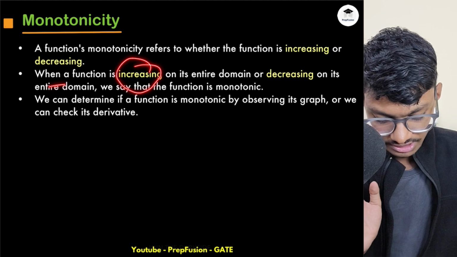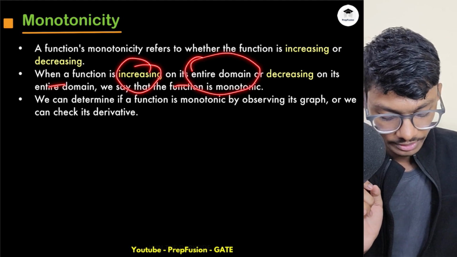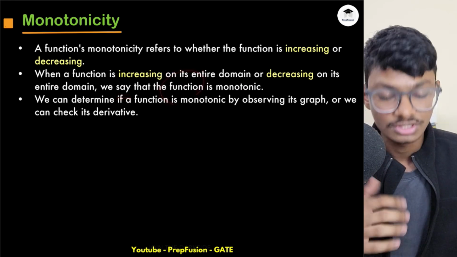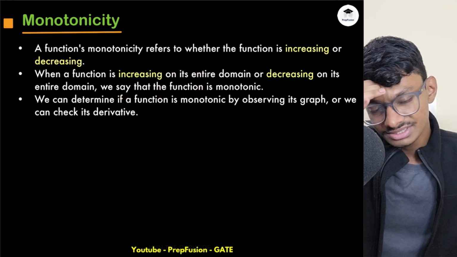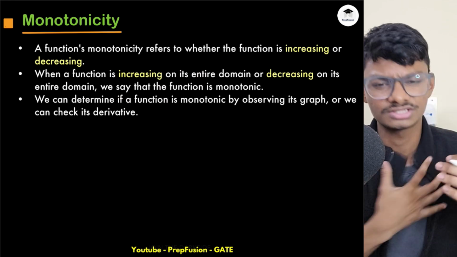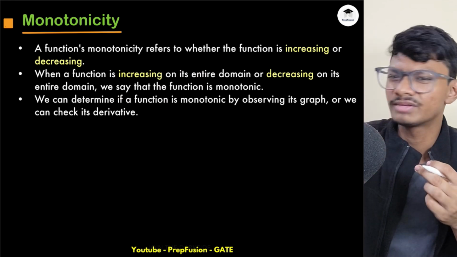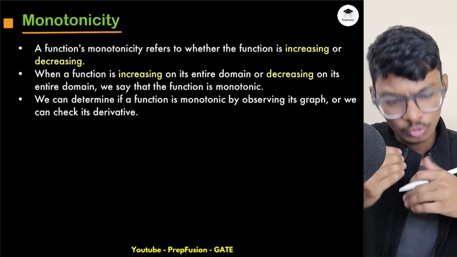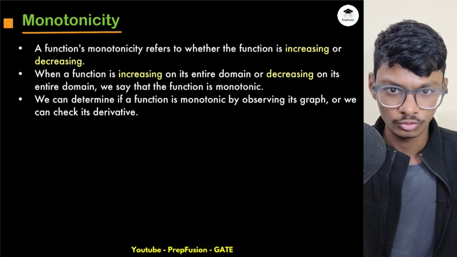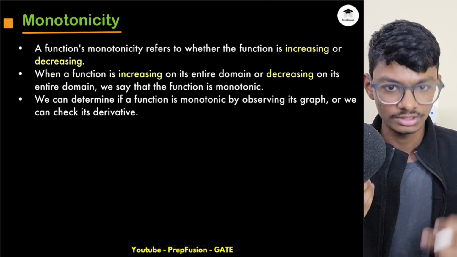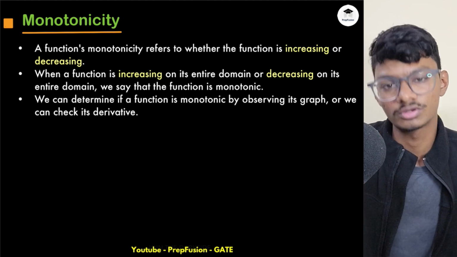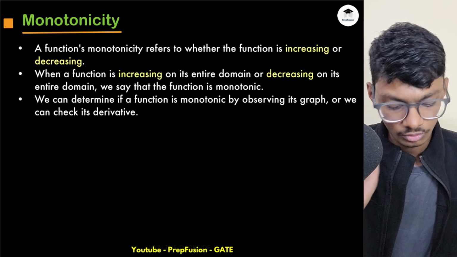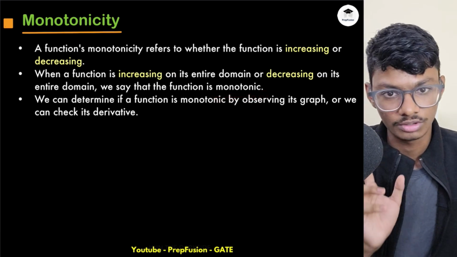When a function is increasing on its entire domain or decreasing on its entire domain, we say the function is monotonic. Monotonic means single-sided. It doesn't change. It's like a very monotonous person who just goes with the flow and doesn't want to change. Say you sleep at 10 every day, and you don't want change. That is what monotonic means basically.